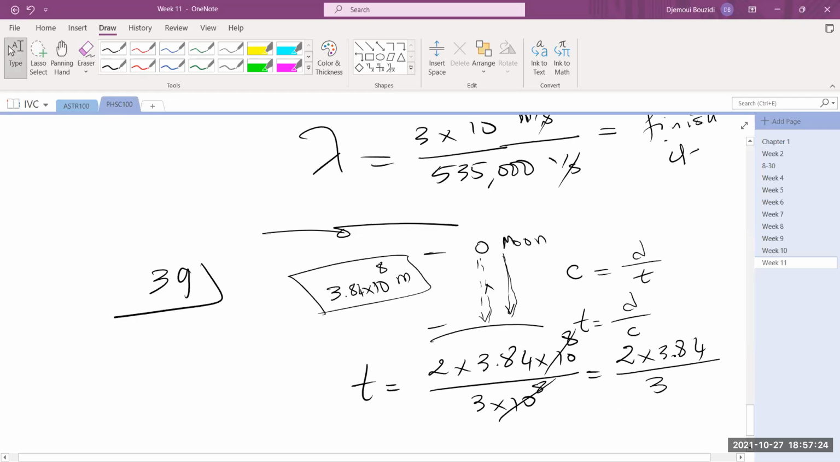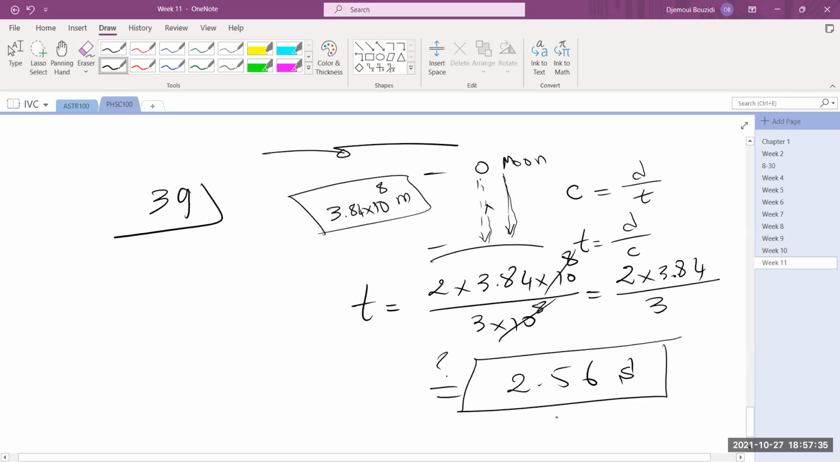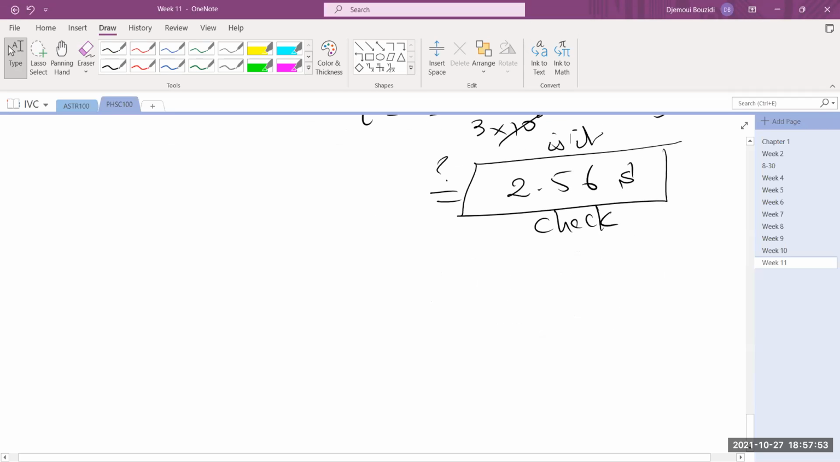Well, they're saying show that this time is 2.5 seconds. That's what you're supposed to do. Is it equal to 2.5 seconds? That is what you need to check. I didn't do the calculation, but you have to check it yourself, because you need to do 2 times 3.84 and divide that by 3. Is it 2.56? That's where the question mark is. Okay. That's number 39. 40 now.